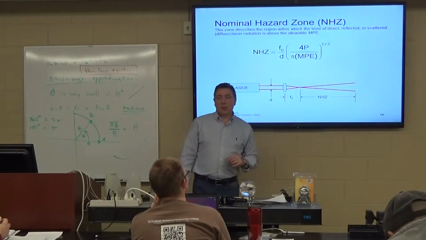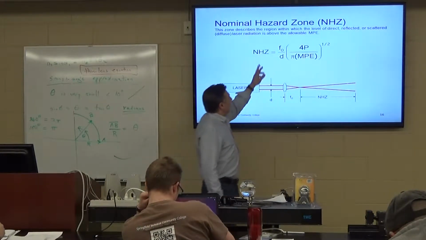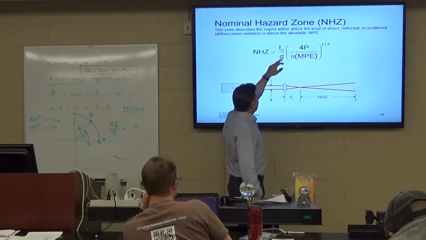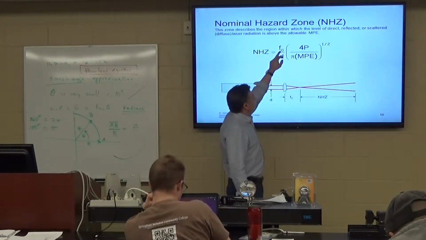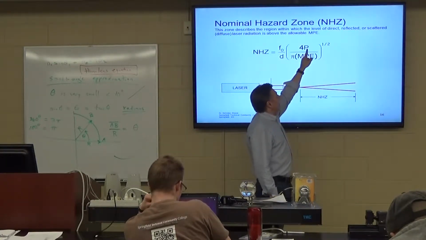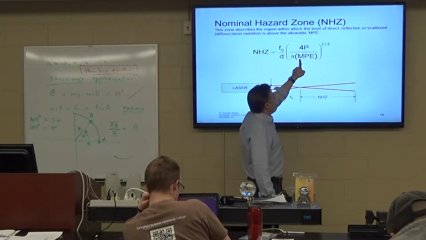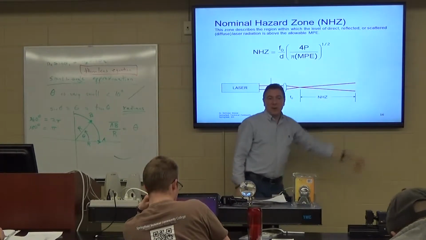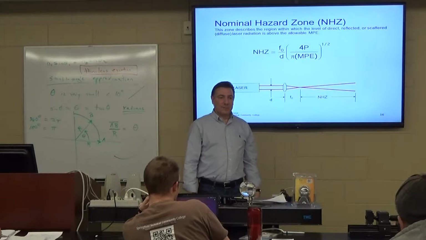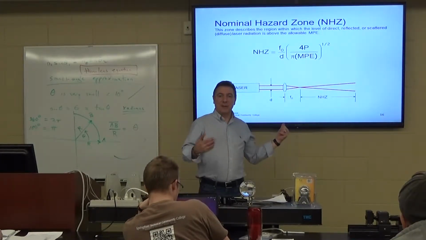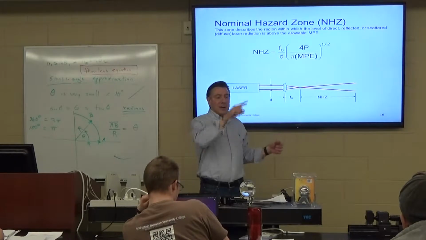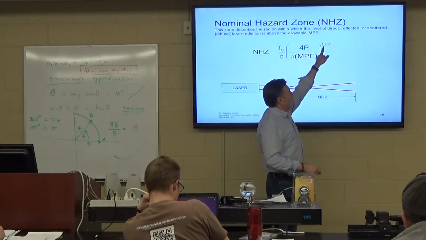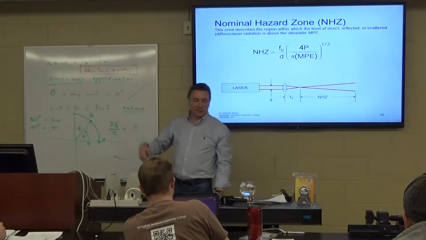There's an equation for the nominal hazard zone, which says that you take the focal length of the lens, what focal length lens you have, and divide it by the diameter of the beam as it enters the lens, and then multiply that times the square root of 4 times the power of the laser, divided by pi times the maximum permissible exposure for that particular laser. This thing here raised to the 1/2 power, what does that mean? It means I didn't have the math equation editor available when I put these slides together. Something raised to the 1/2 power just means the square root. So calculate this stuff and just take the square root of that. I'll have to edit that in my notes.